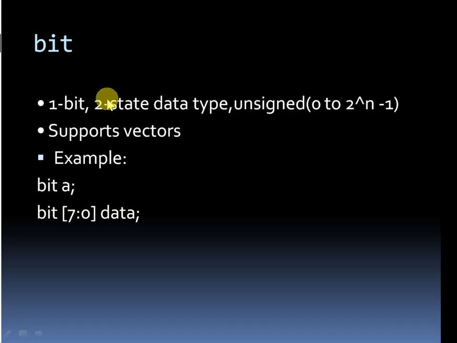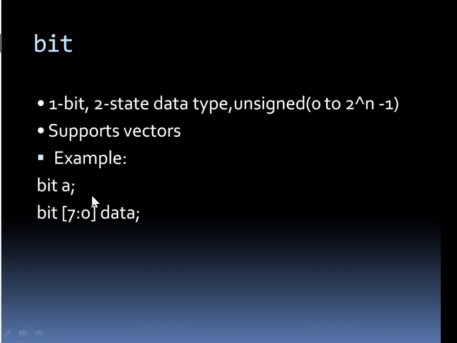Okay, remember these things again and again. Bit is 1 bit, and when we are giving the range 7 to 0, it will be 8 bits. If I give 31 to 0, it will be 32 bits. And remember, it is unsigned, and the range of an unsigned value is 0 to 2 to the power n minus 1. So it can take values from 0 to 255. This is one example, and this is a 1-bit data type.